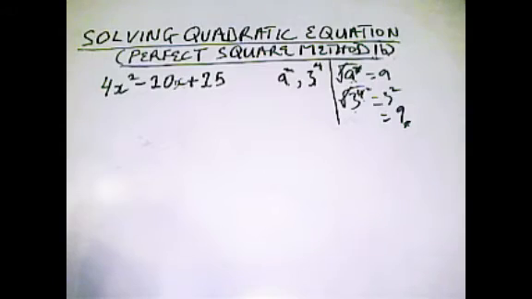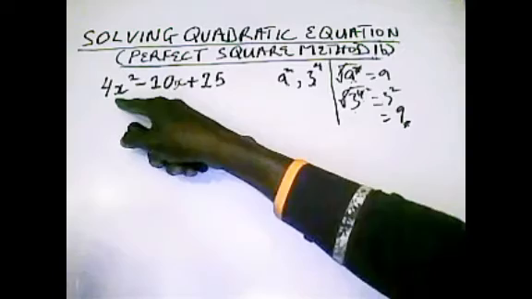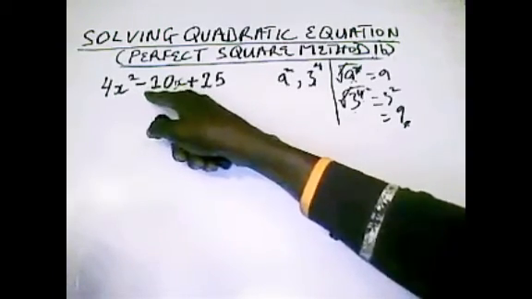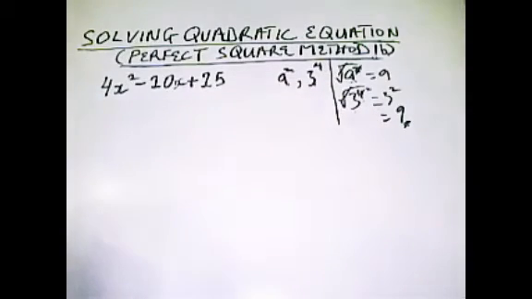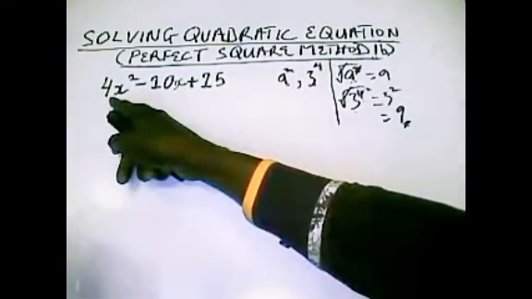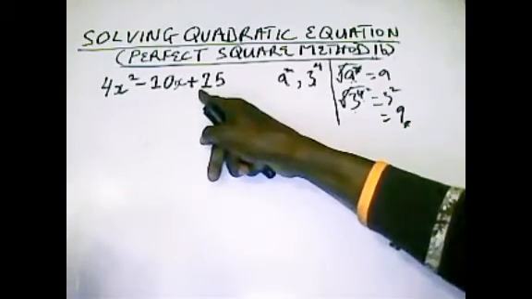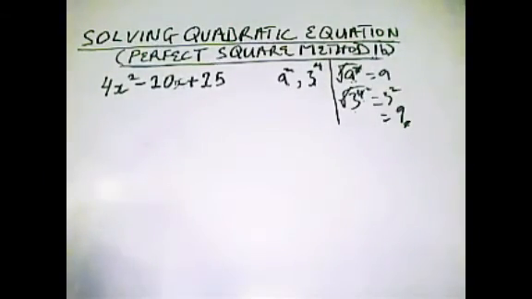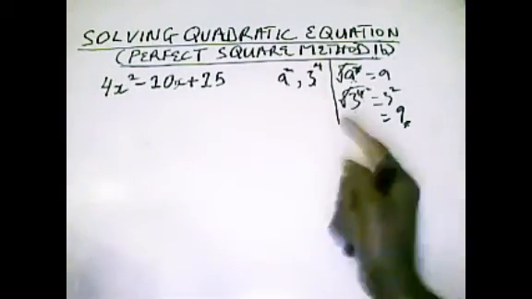Now, let us consider this second example on the board. Here we have 4x squared minus 20x plus 25. How do we know we are to use the perfect square method? If we are to use the perfect square method, then the first term and the last term must be perfect squares. I repeat, the first term and the last term must be perfect squares.